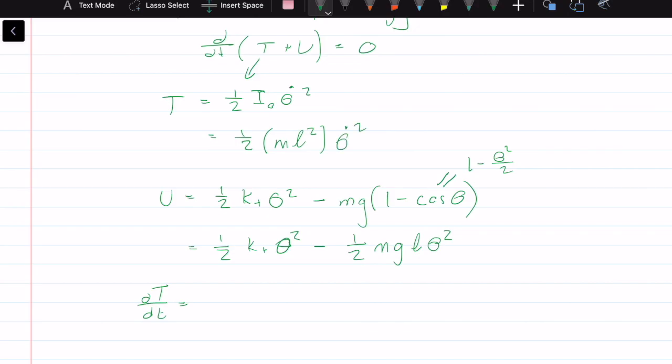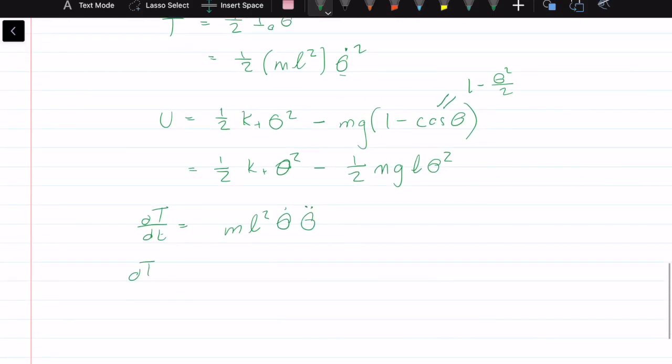Okay, so we're differentiating in terms of t, so we need to use the product rule, but we're also doing it in terms of time, not theta. So what we're left with is we bring this 2 down, so we're left with ml squared theta dot. What is the time derivative of theta dot? It is theta double dot.